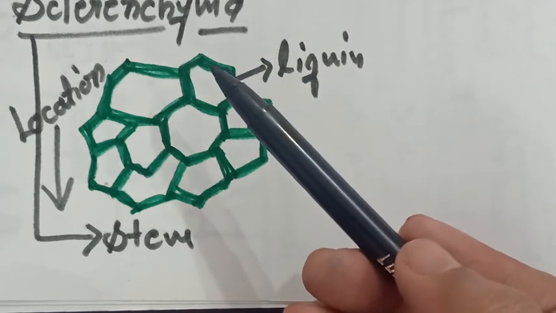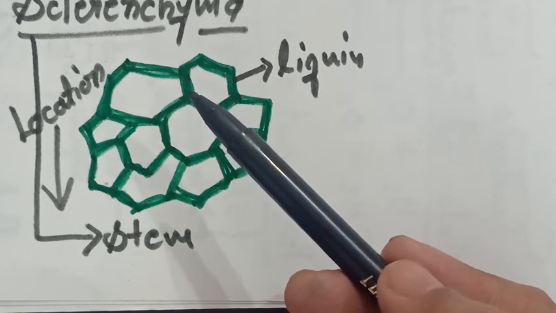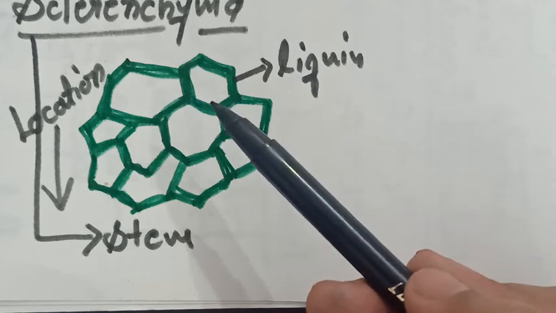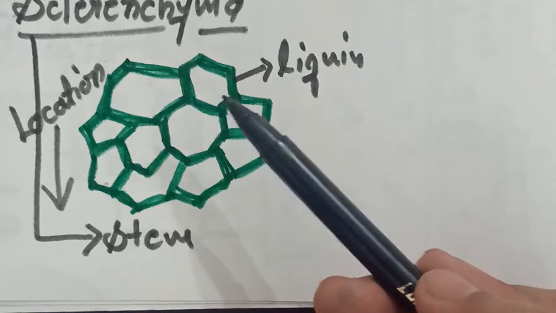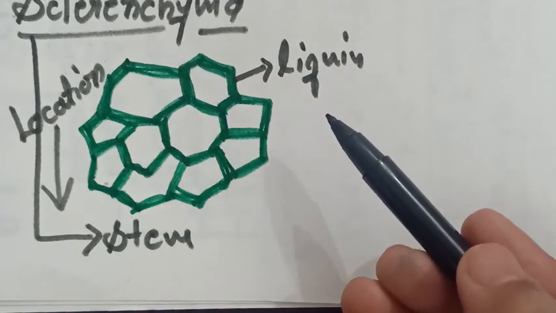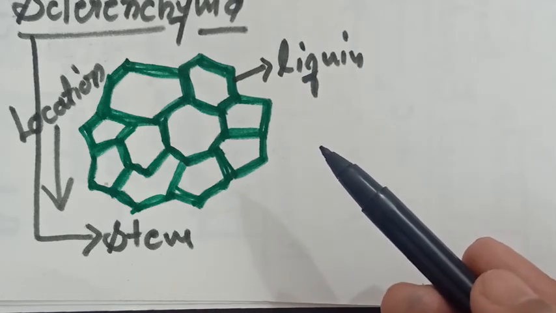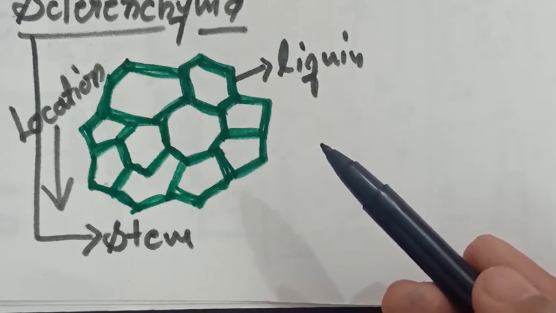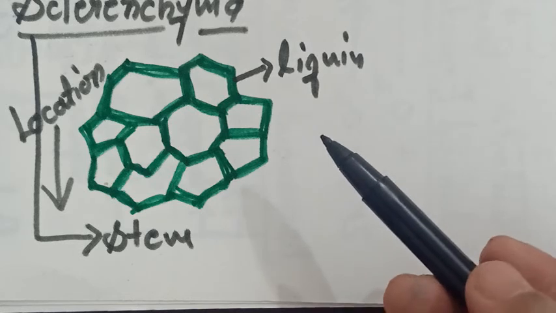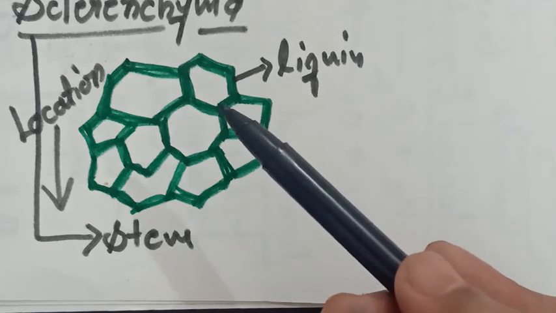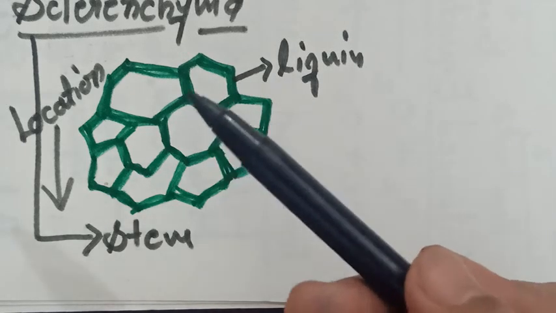So what are the functions of these cells? They give mechanical support and rigidity, meaning toughness, to the plant, and help the plant to withstand strong winds and jerks. So basically the function of sclerenchyma is to provide mechanical support to the plant.